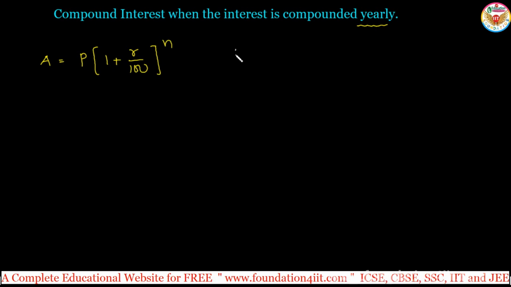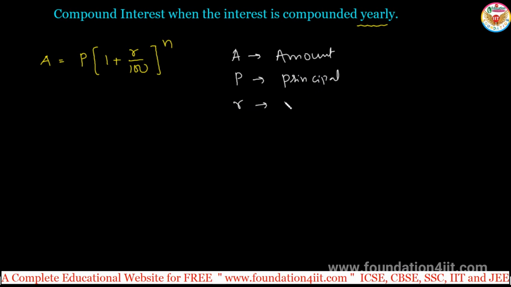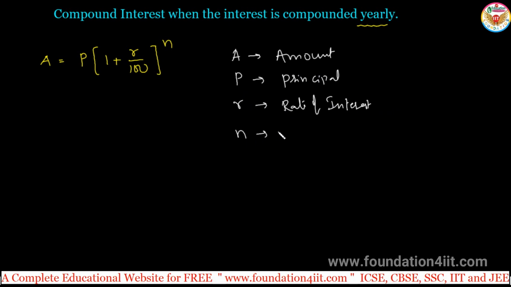So here A is the amount. We have to find the amount. We should know every term. P is the principal amount, and R is the rate of interest, compounded yearly. And N is the number of years. How many years we want to calculate, that is N.